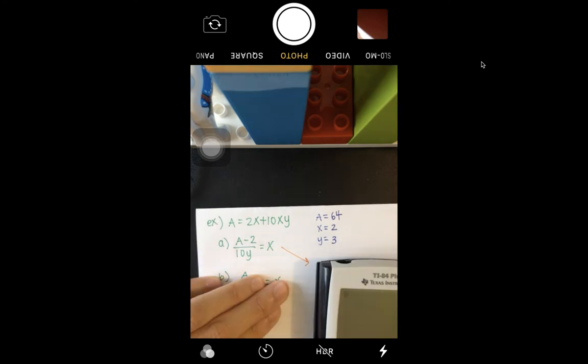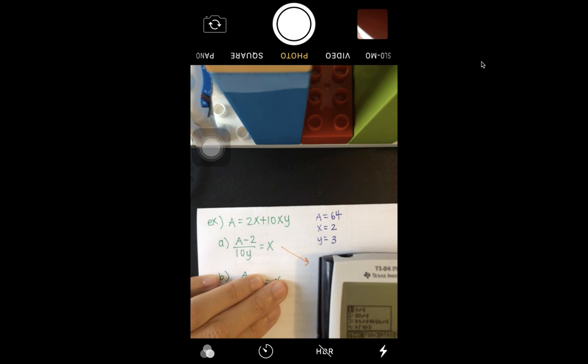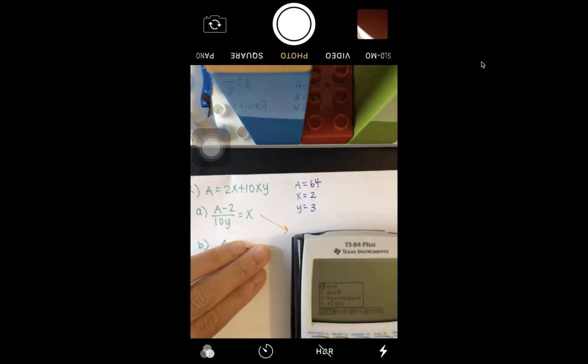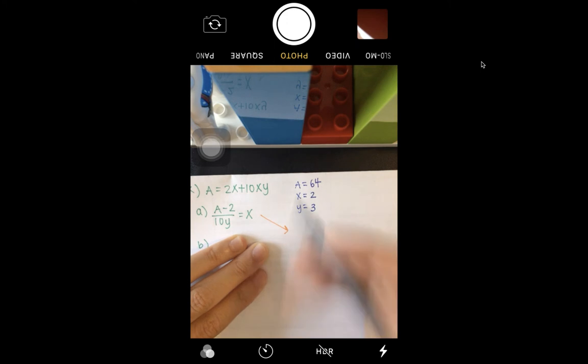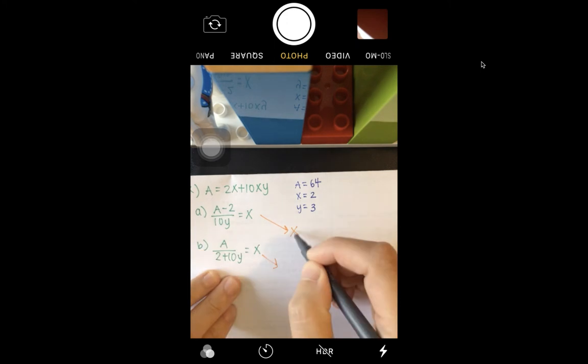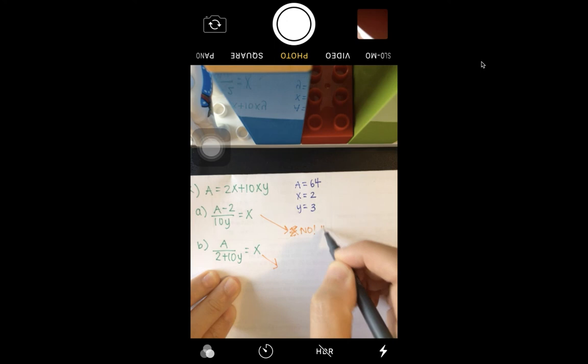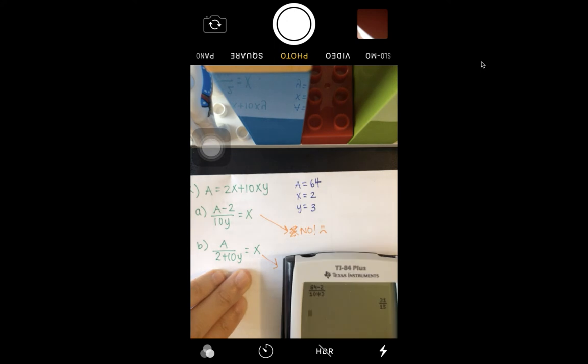So for this one, I have a big fraction. Remember how to type a fraction in your calculator? You type alpha, y equals, and then enter. So we have A. We said A was 64 minus 2, so that's on top. On the bottom, 10 times y, we said y was 3. So it should equal x, so my answer should equal 2, and nope, it doesn't equal 2. So I don't think that works. No, that doesn't work. Okay, so for this one, let me type it in. Alpha y equals enter. A is 64, so I'm going to put 64 on top. On the bottom, 2 plus 10 times y. Y is 3. So I get 2.